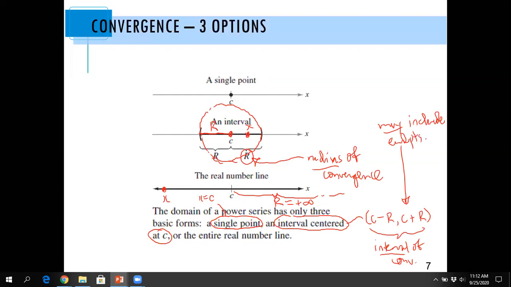Okay, you have to do a special analysis to sort out whether that happens. Or you have the entire real number line as your collection of numbers that you are allowed to plug in. That's the case where the radius of convergence is plus infinity, right? So those are the three options. There are three options here, okay? All right, any questions on that?